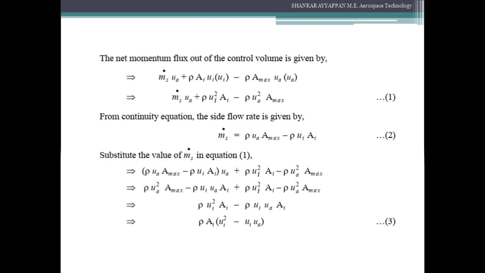From the continuity equation, the side mass flow rate over the inlet, m dot s, is equivalent to rho into UA into A max minus rho into UI into AI. Substitute the value of m dot s in equation 1 and simplify it. We get rho into AI into UI squared minus UI into UA. We found the net momentum.